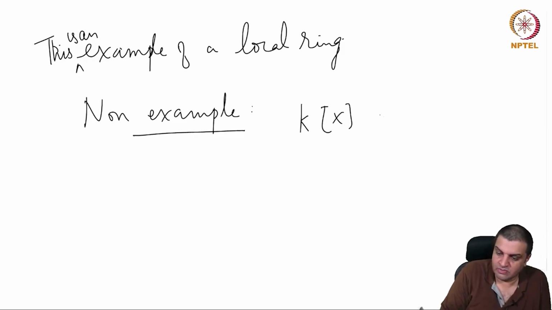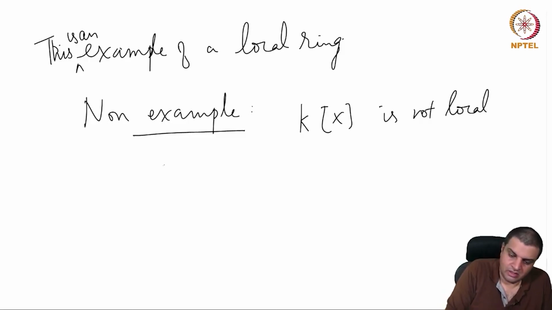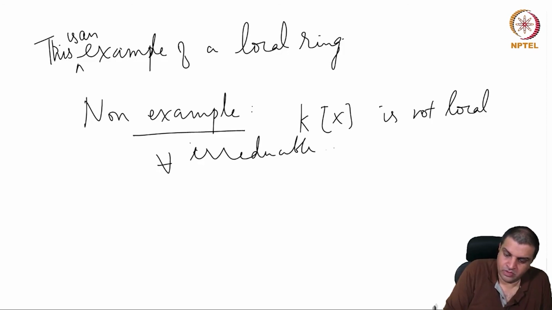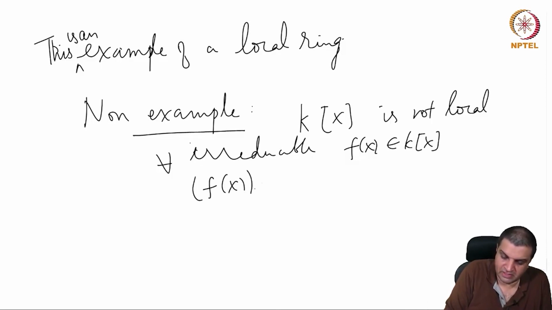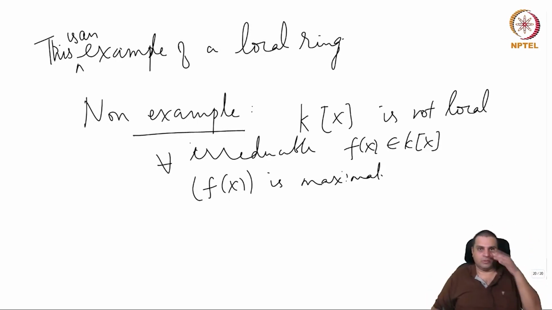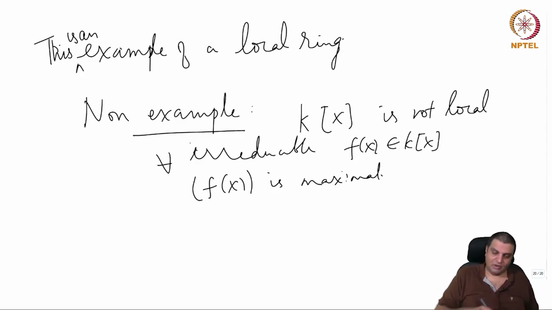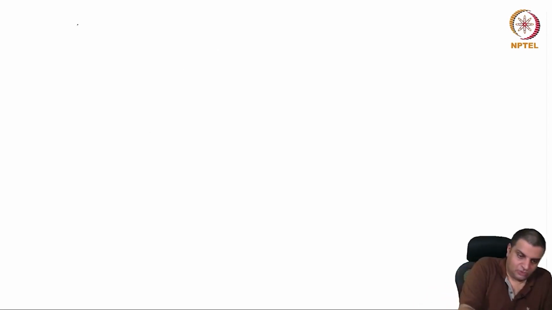K adjoin X is not local. Why? For every irreducible f of x in k[x], the ideal generated by f of x is maximal. And there are infinitely many irreducible polynomials. So therefore, there are enough. So this, which you have become familiar with in the course of these lectures, is actually not local.